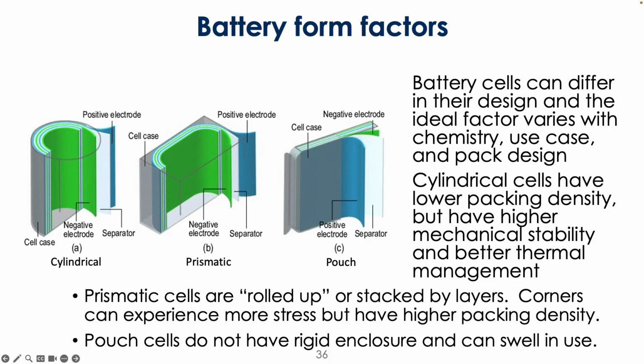And then last one, pouch cells. These are cells that don't actually have a rigid enclosure. The electrodes themselves are in a flexible case. And so there are separate problems with this, especially if they get hot, they can swell up, which leads to bad mechanical stability as well. I don't know if you guys have ever seen older phones that have pouch cells where they burst open. That's because of this particular structure.